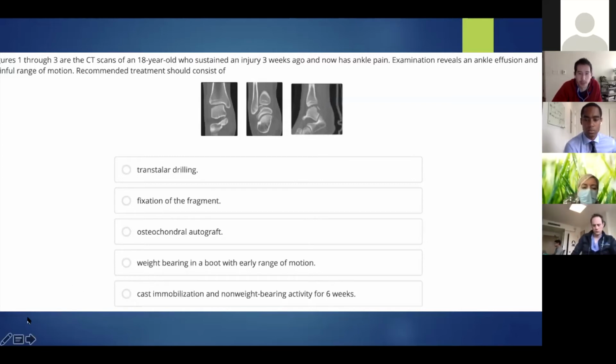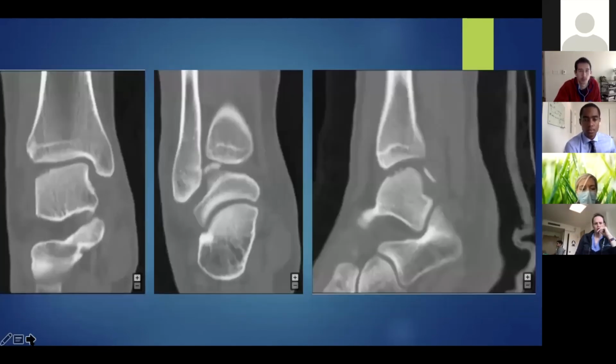Out of those three, trans-talar drilling I would not do, because you need a cartilage cap in order for that to be successful. Between the other two, fixation versus autograft, probably try to fix that first as opposed to immediately going to an autograft. Exactly. And they're a young teenager, and it looks like there's a bone piece there. You're not going to go to an OATS right away. They're not going to give you the choice of fixation versus microfracture. They're going to lead you to this answer. Does that make sense? Okay, next.